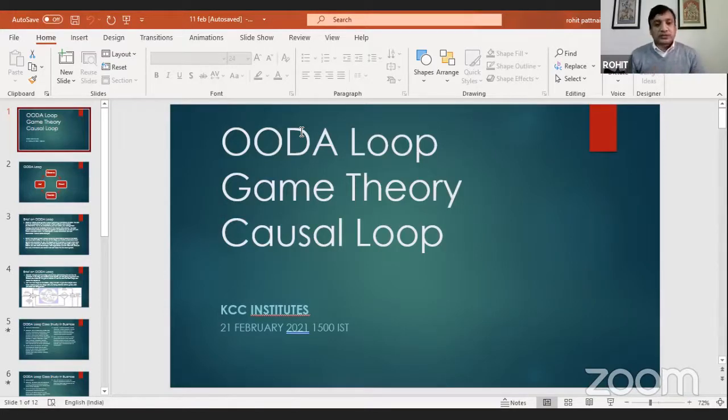Now, I'll first commence with the OODA loop. The OODA loop is a very, very simplistic tool. In fact, all of us use it. And most of us don't realize we actually use the OODA loop in our day-to-day decision-making.